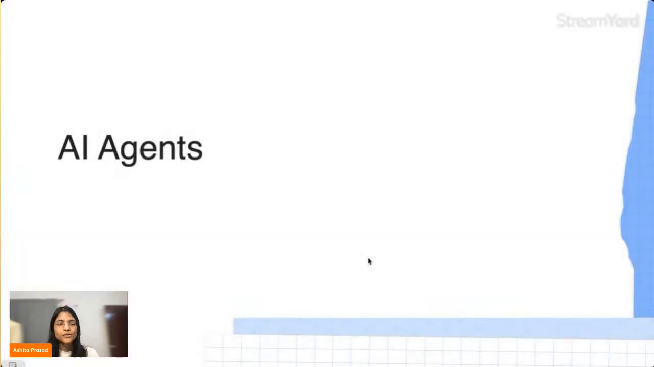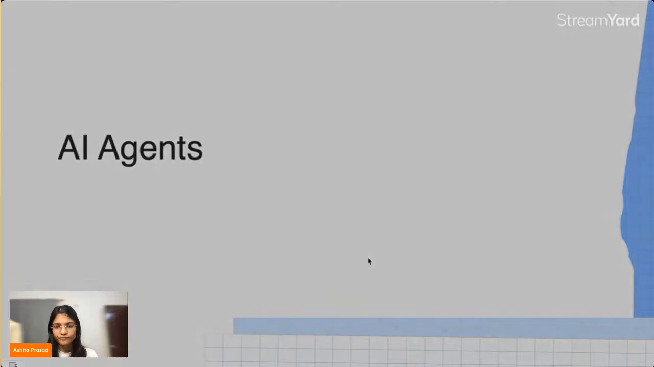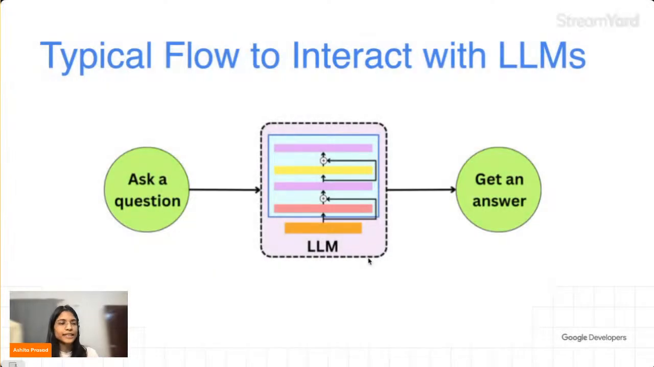So now let's move to AI agents. But before we get into AI agents, let us take a look at the typical flow that is employed to interact with LLMs. How do you actually interact with LLMs? As a user, you ask a question, which is then sent to an LLM, and the LLM gives you an answer. Simple, right? So let's move ahead.